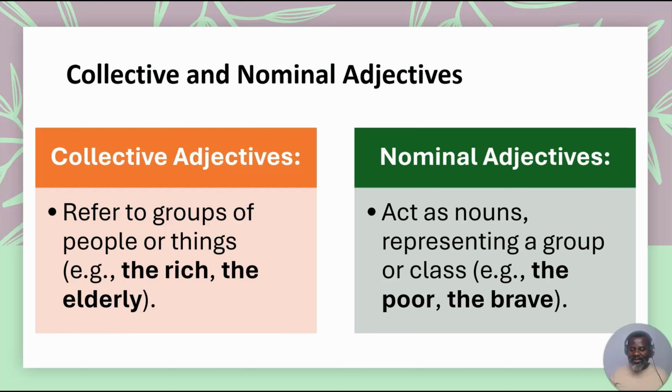Nominal adjectives represent a group or a class. The difference between nominal and collective adjectives is very subtle, and you need to be very careful if you want to differentiate the two. Under nominal adjectives, I can give you examples of the poor, the brave, all these, because they are acting as nouns which are representing a group or a class of people.